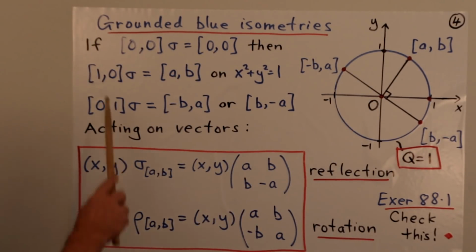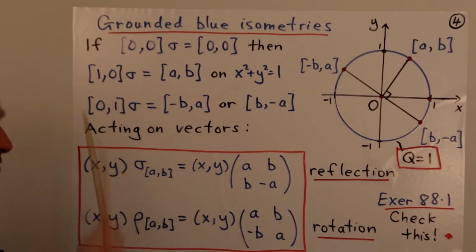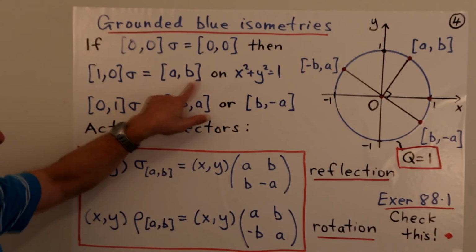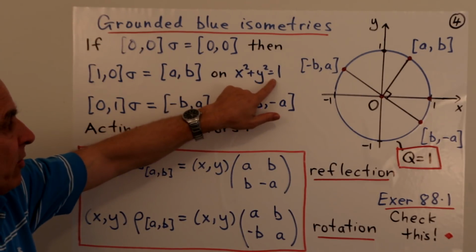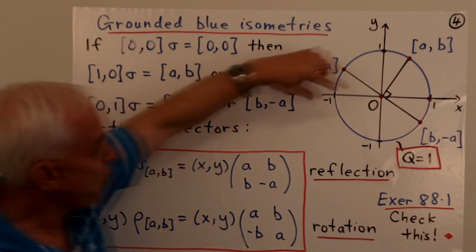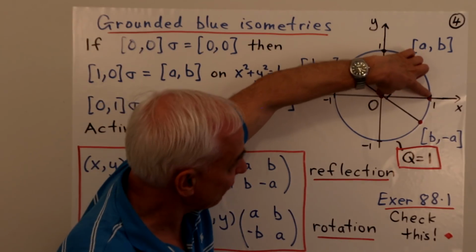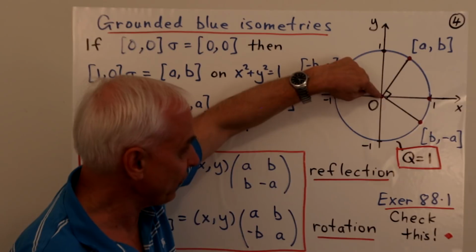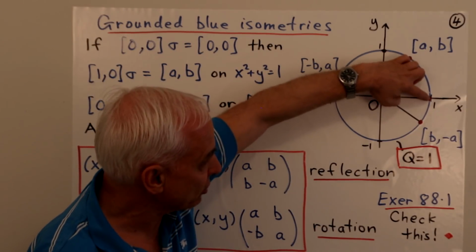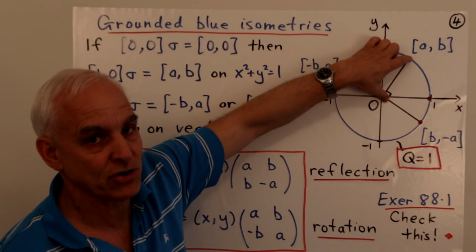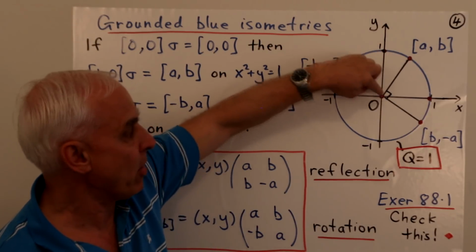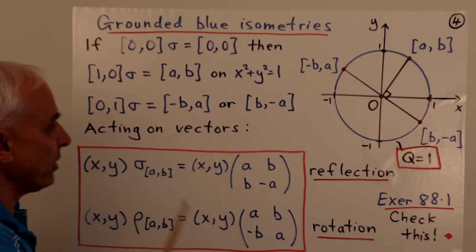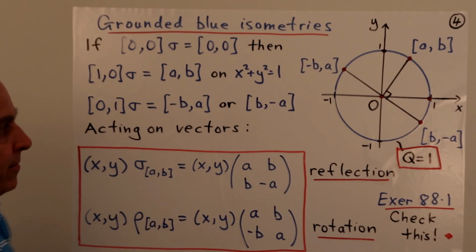Well, if the image of 1, 0 under the isometry that we're considering is, say, (a, b), then that has to lie on the circle x squared plus y squared equals 1, because the quadrance between O and this point is 1. And so when we apply the isometry, this point is not moving, so wherever this point goes to, it's got to go to another point on the circle. It still has to have quadrance 1 from O. Okay, so that point (a, b) has to lie on x squared plus y squared equals 1.